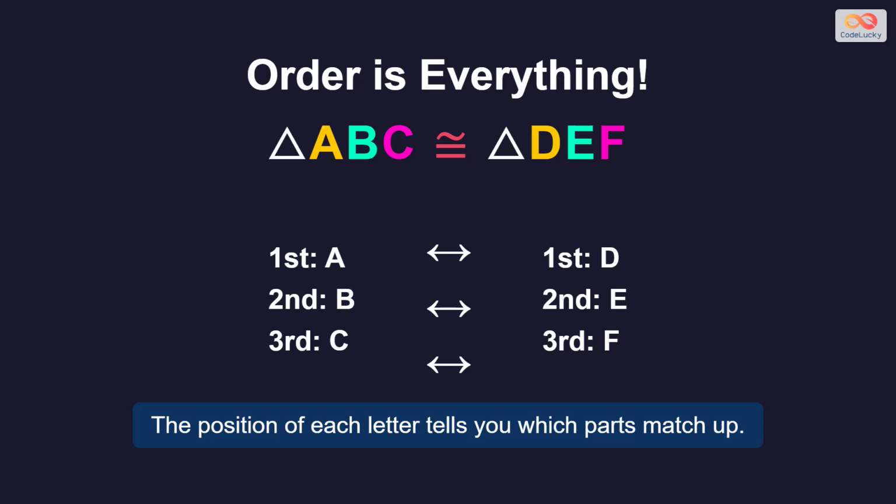Now for the most critical part. The order of the letters in a congruent statement matters immensely. The first letter in the first triangle corresponds to the first letter in the second. The second letter corresponds to the second, and the third corresponds to the third. This order is the key to unlocking which parts of the triangles match up.